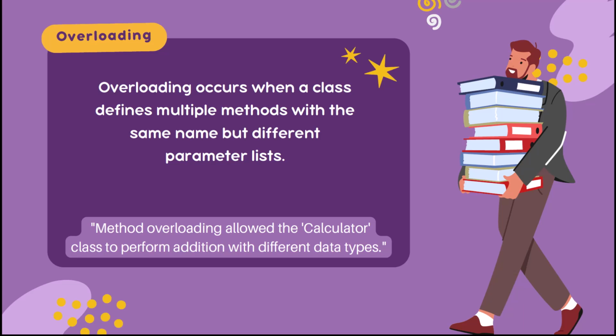Overloading. Overloading occurs when a class defines multiple methods with the same name but different parameter lists. Example: method overloading allows the calculator class to perform addition with different data types.